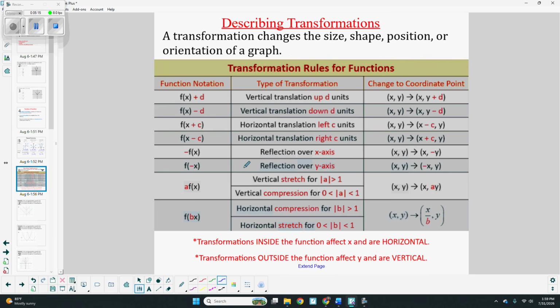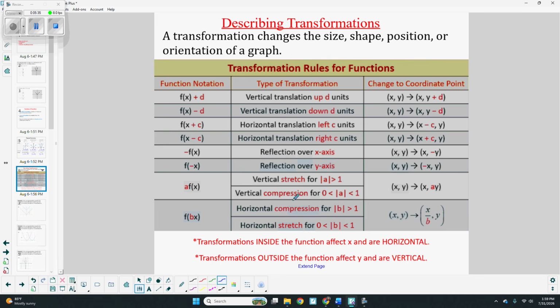It's going to make it more wide. And then we can also have a horizontal stretch and shrink if it's to the x. But again, anything with the x is really the opposite. So if it was b, if it's greater than 1, it's really the shrink. And if it's between 0 and 1, it's really the stretch.